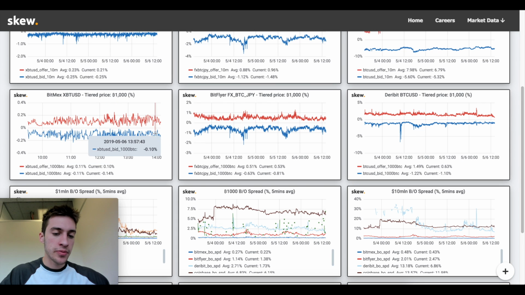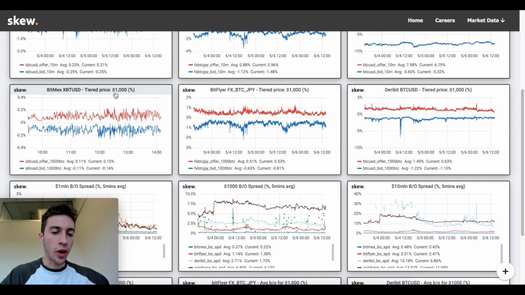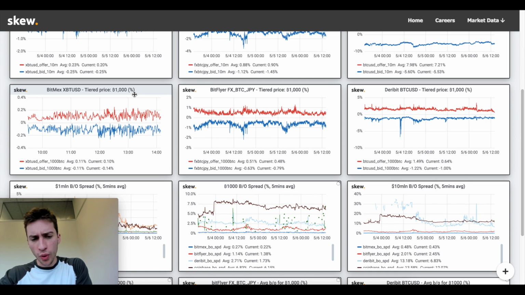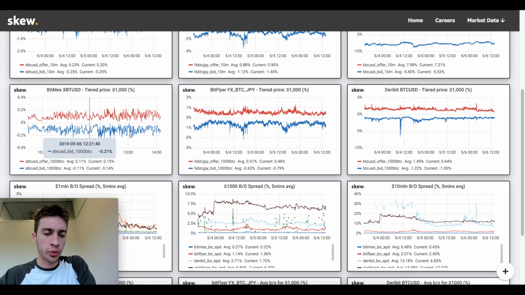Because what this is showing is for 1,000 Bitcoin, what percent does that go down? So if I wanted to sell 1,000 Bitcoin on BitMEX on XBTUSD, is that 0.1% down of the bids, or is that 0.3%, or what is that?